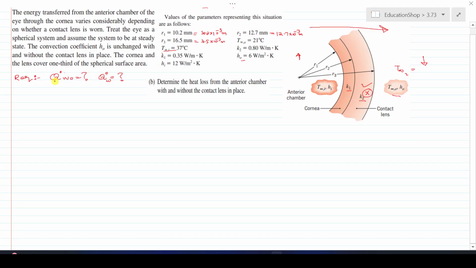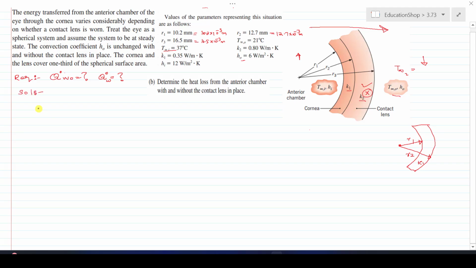Before finding the amount of heat transfer without the contact lens, I will draw the diagram that is required for it. The anterior chamber radius is R1. The first layer, called the cornea, has radius R2 and thermal conductivity k1. This is the first case in which the contact lens is not provided over the cornea.